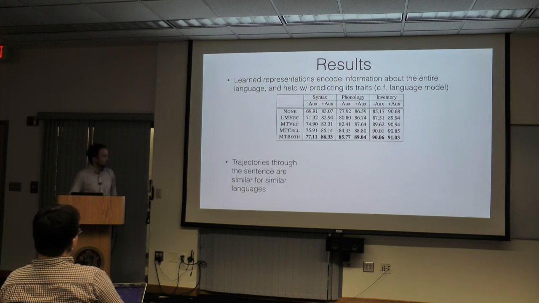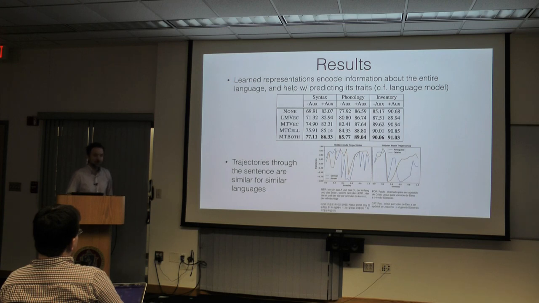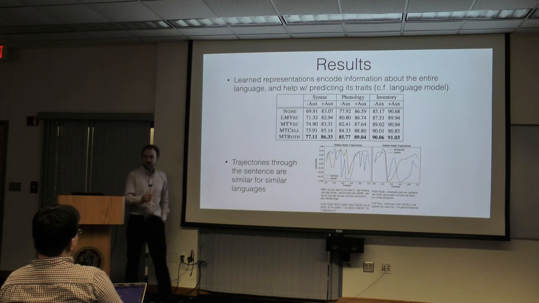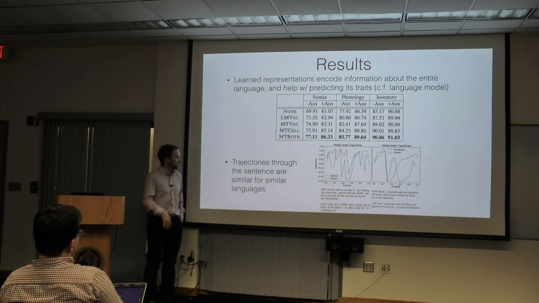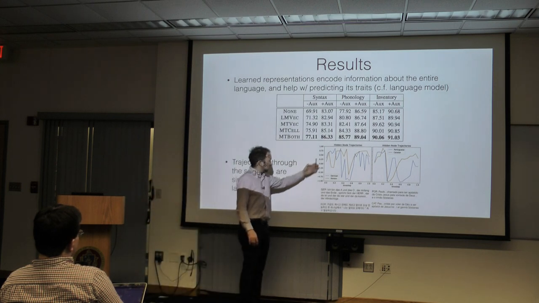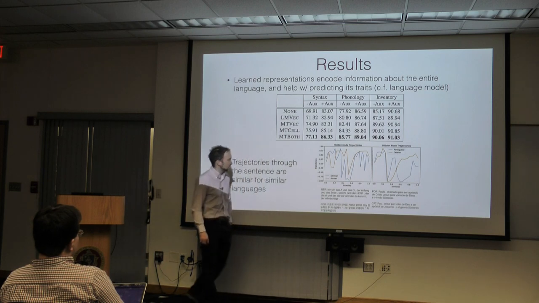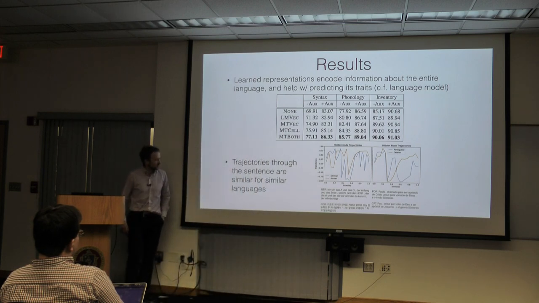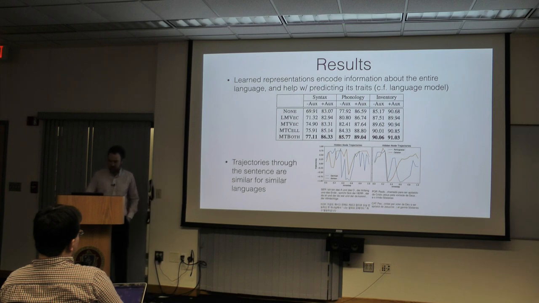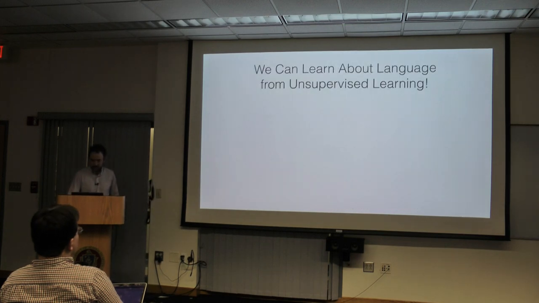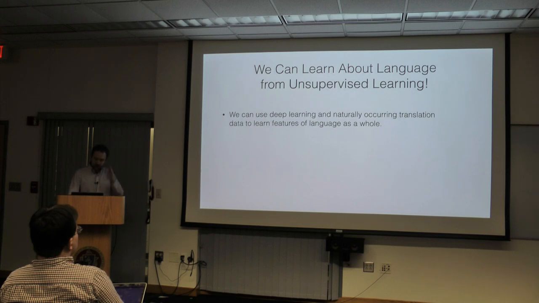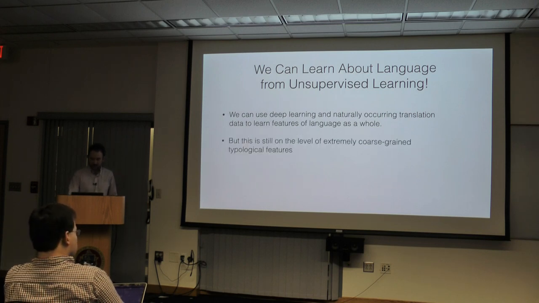Also, we examined the trajectories through the sentence of particular nodes in the hidden states of the translation model, and we could find that similar languages have similar trajectories for particular nodes. Like Portuguese and Catalan tend to be similar. And German and Korean, which both have verbs at the end, tend to be similar in some ways. So the conclusion here is that we can learn about language using unsupervised learning. We can use deep learning and naturally occurring translation data to learn features as a whole.